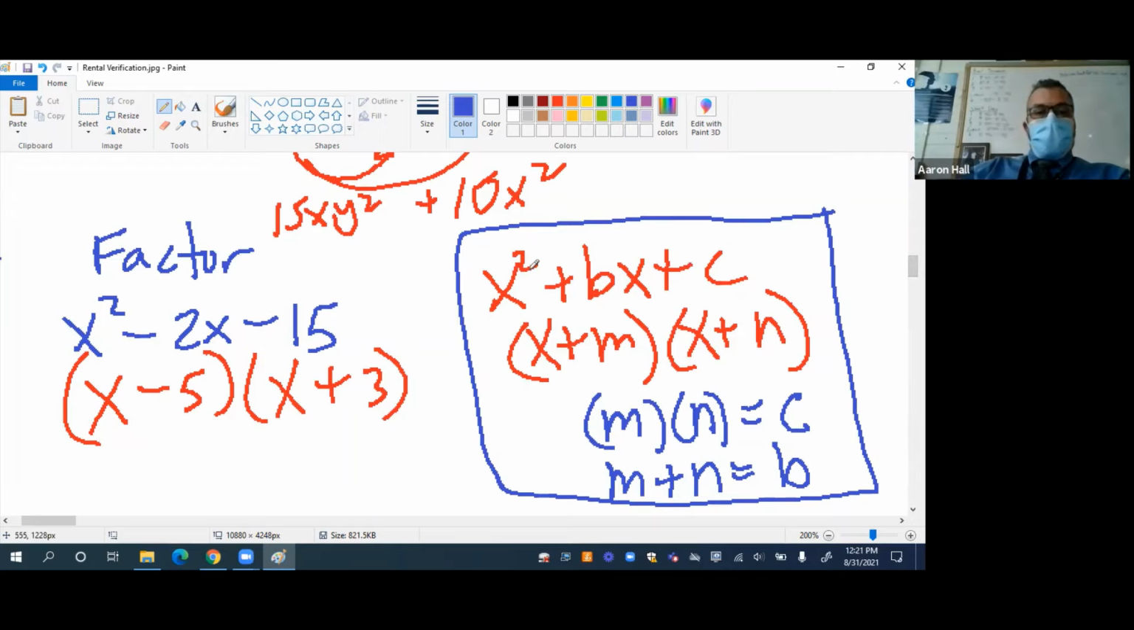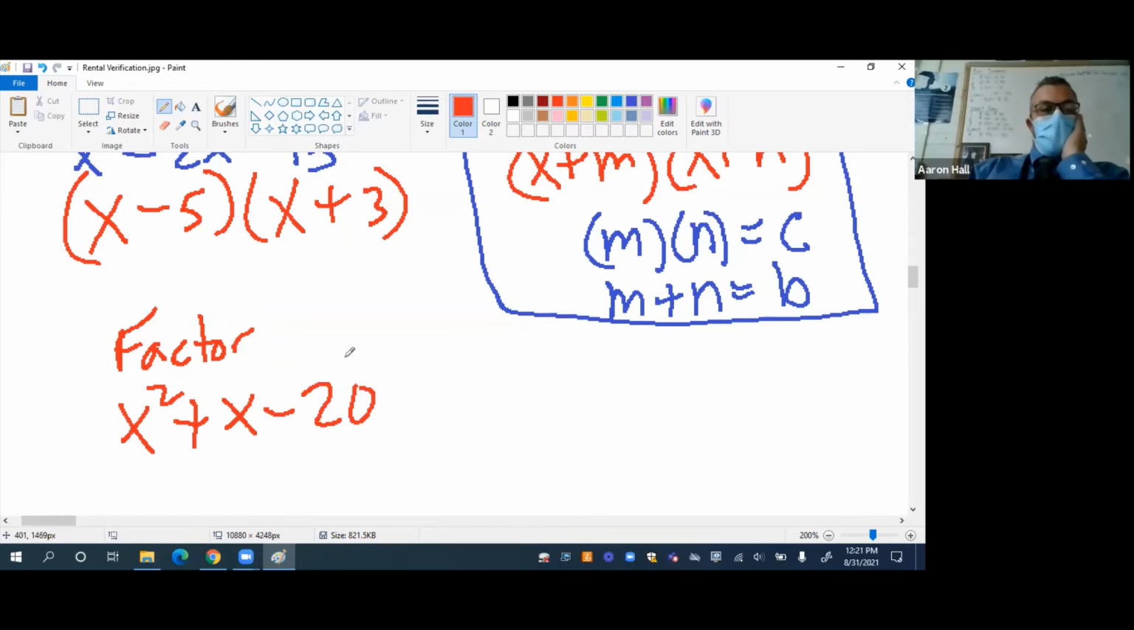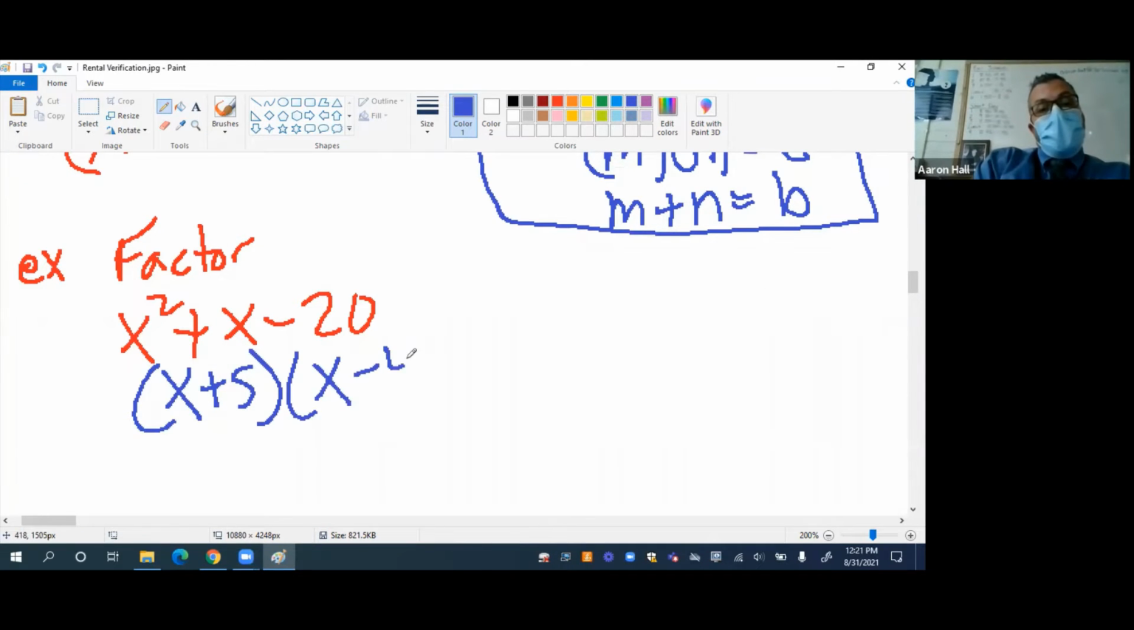Let's try another one. So I want to factor x squared plus x minus 20. The factors are x plus 5 and x minus 4.